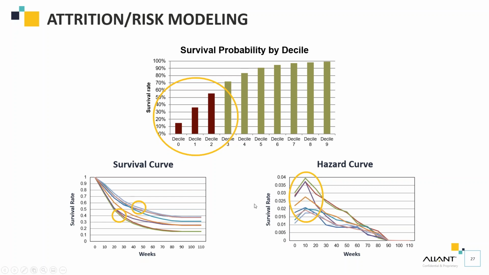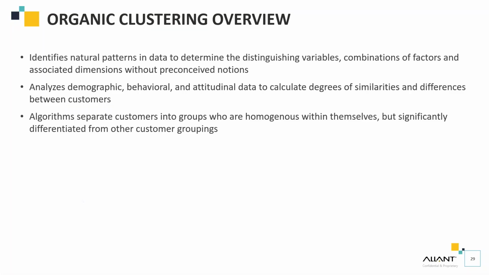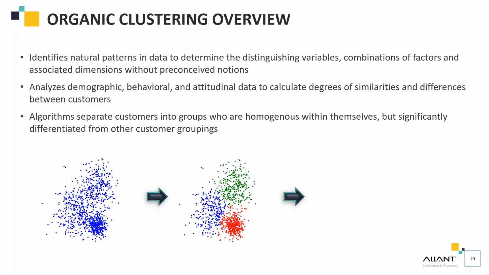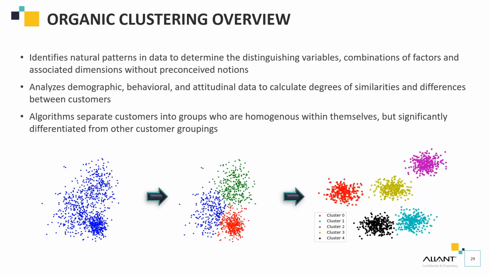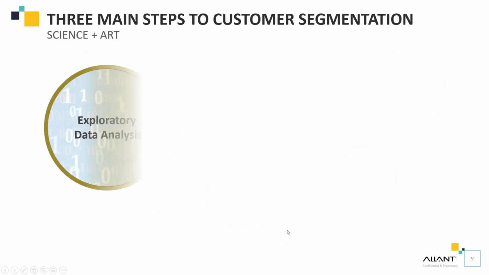All right. So let's touch on customer segmentation. I can see that my time is running short already. So organic clustering is about identifying natural patterns in the data, right? Algorithms are going to separate customers into groups that are homogeneous within themselves, but significantly differentiated from other customer groupings. Now, this is going to give you all kinds of detailed insights by segment. You can see some things down here like gamer versus non-gamer activities. This was for one of our Las Vegas casino clients, so this is specific to them, but you can get information about demographics, behavioral interactions, marketing, and attitudinal factors.